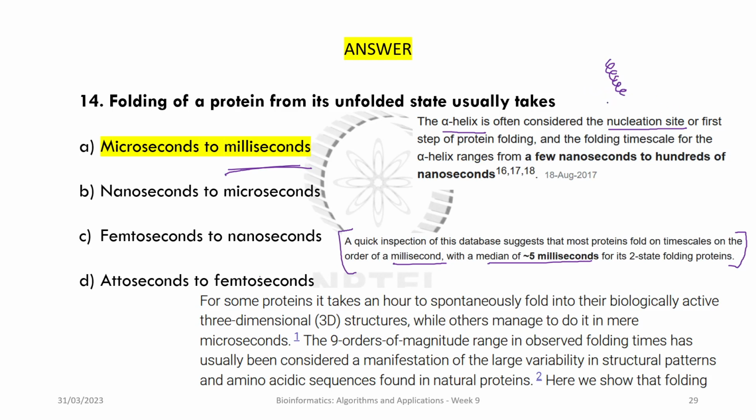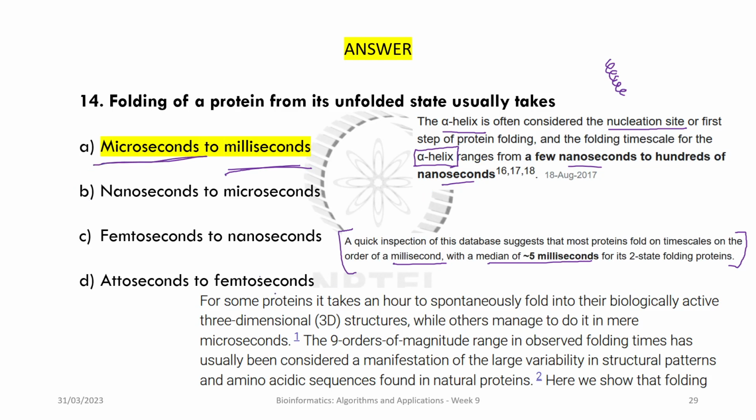That's been emphasized throughout the lectures, or first step of protein folding, and the folding timescale for alpha helix. So note that it is not the entire protein we are talking about here, and alpha helix folding ranges from few nanoseconds to hundreds of nanoseconds. So for an entire protein, it's going to take a bit longer than nanoseconds, probably in microseconds range.